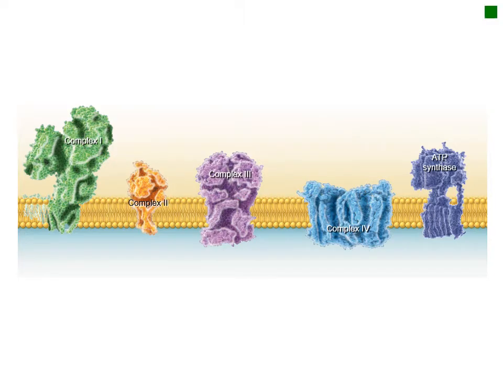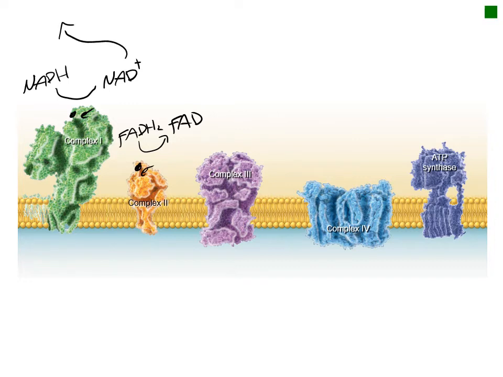The first step of the electron transport chain is that the electrons from the first 3 stages are brought to the electron transport chain through the electron carriers. NADH drops its electrons off at complex 1, being oxidized back to NAD+, while FADH2 drops its electrons off at complex 2, being oxidized back to FAD. The NAD and FAD are now free to go back to the first 3 stages to pick up more electrons.